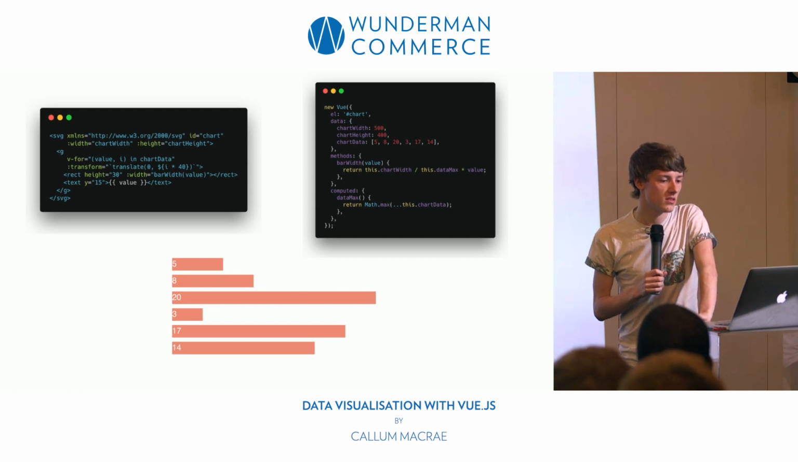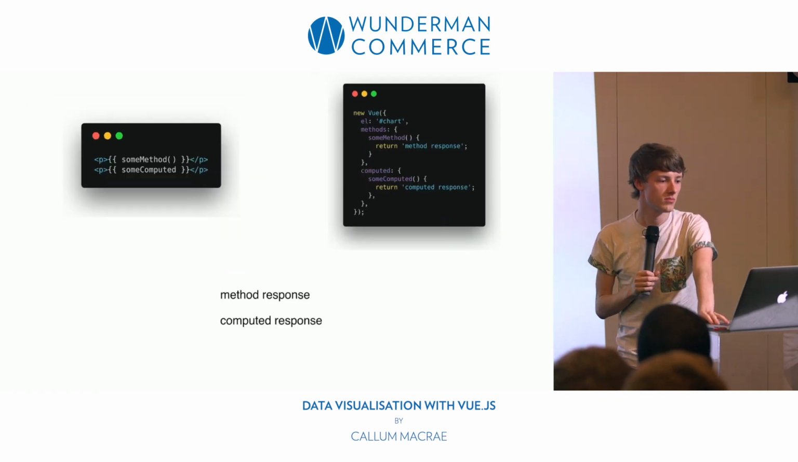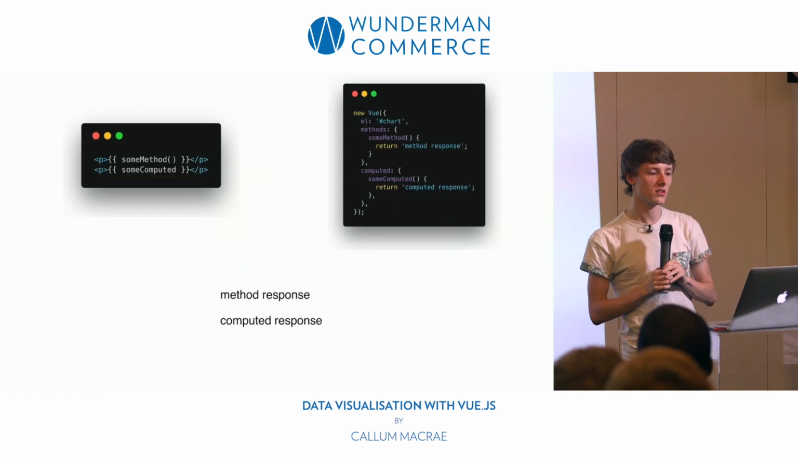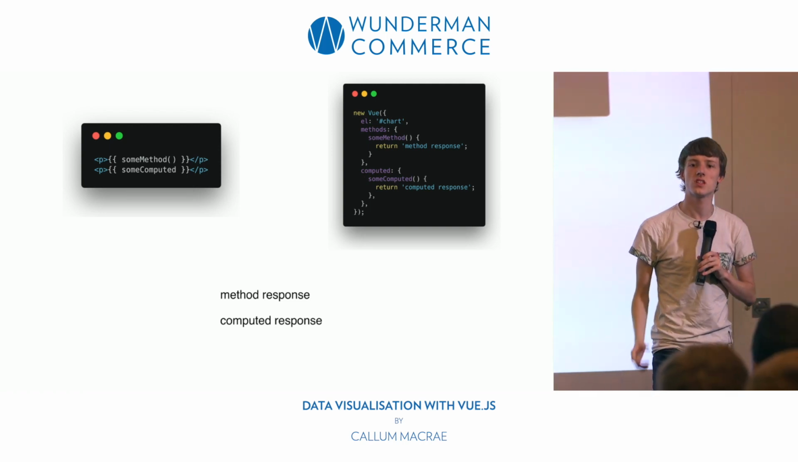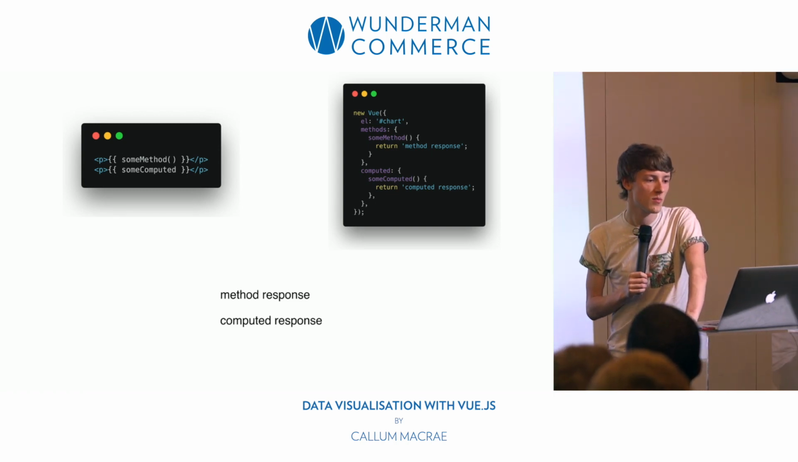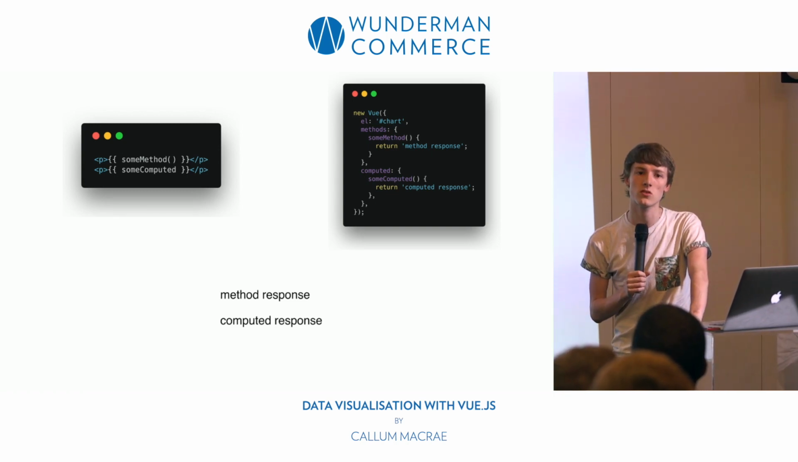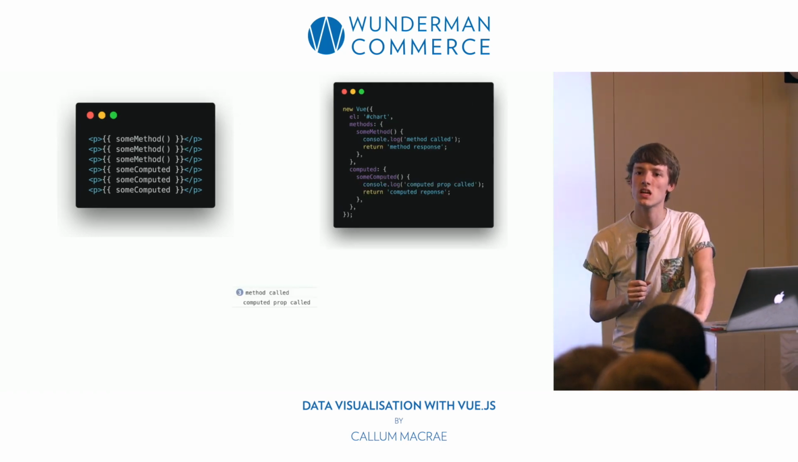Methods and computed properties look pretty similar, but they behave quite differently. So here's an illustration of how. You can see the top one is a function. The bottom one behaves as if it's just a property of the data object. But in addition to the syntax difference, they also behave differently. You can demonstrate this by calling them multiple times.